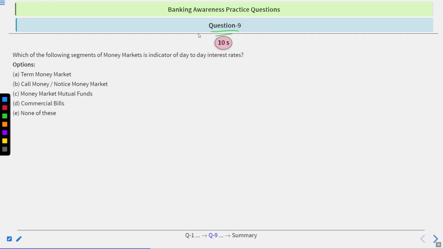Question number 9. Which of the following segments of money market is an indicator of day-to-day interest rate? Term money market, call money, notice money, market mutual funds, commercial bills, none of these. To answer this, you have 10 seconds. Time starts now.